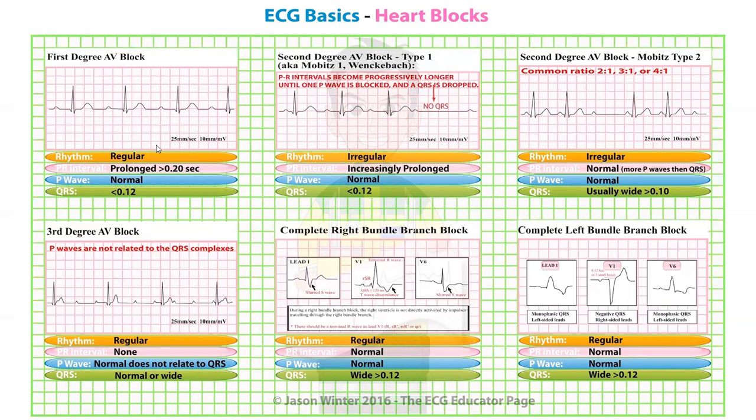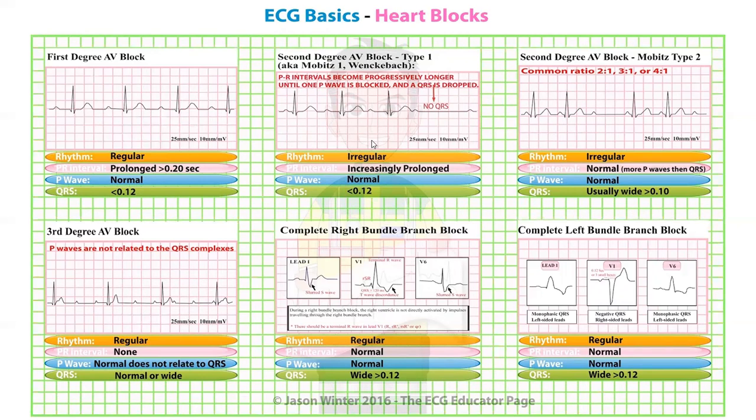So let's start with our first degree block here, in which we look at our PR interval. Here are our PR intervals. They are a little prolonged, but the P waves are normal and our QRS is normal. Usually with a first degree block, the patients don't require any actual treatment, just monitoring and removing any known causes that may be causing the block.